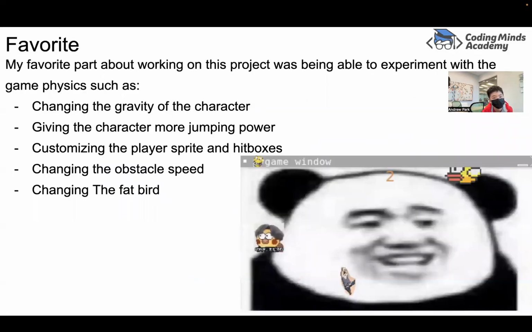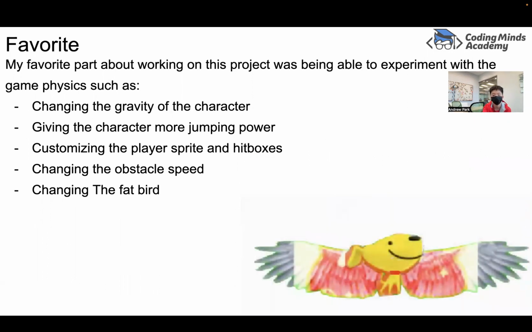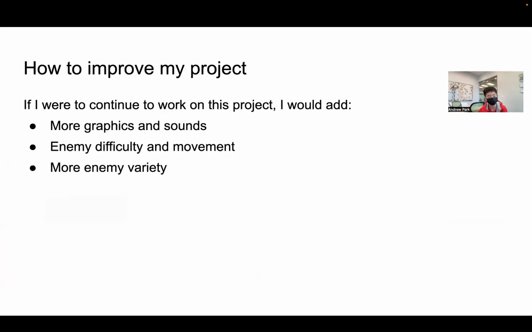My favorite part about working on this project was being able to experiment with the game physics, such as changing the gravity of the character, giving the character more jump power, customizing the player sprite and hitboxes, changing the obstacle speed, changing the fat bird. Yeah, and you changed this to some really big numbers too. They would move really fast. Here's the first bird. Yeah, and then you decided with Flappy at the end of it.